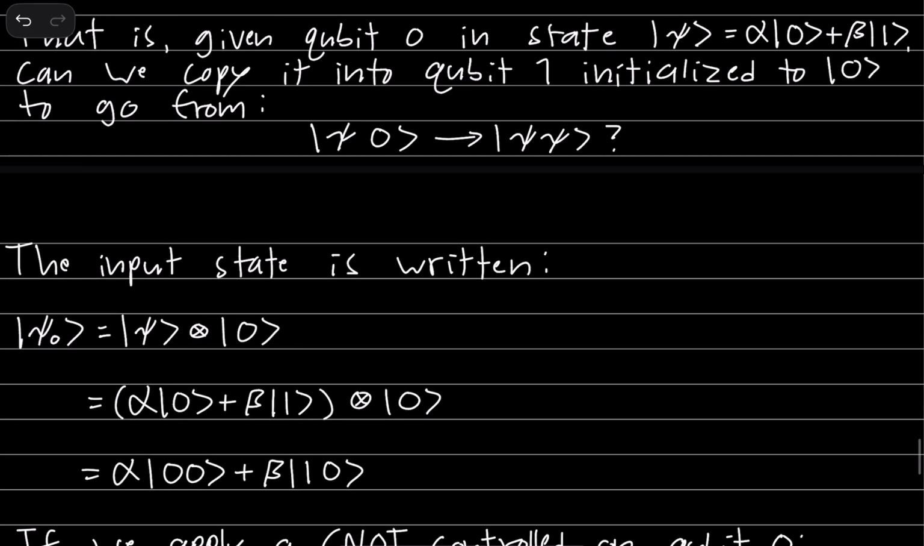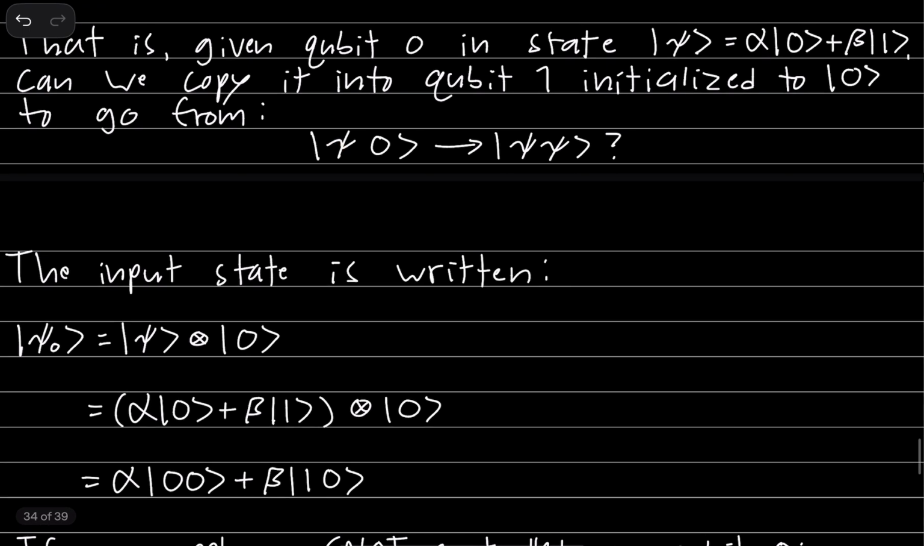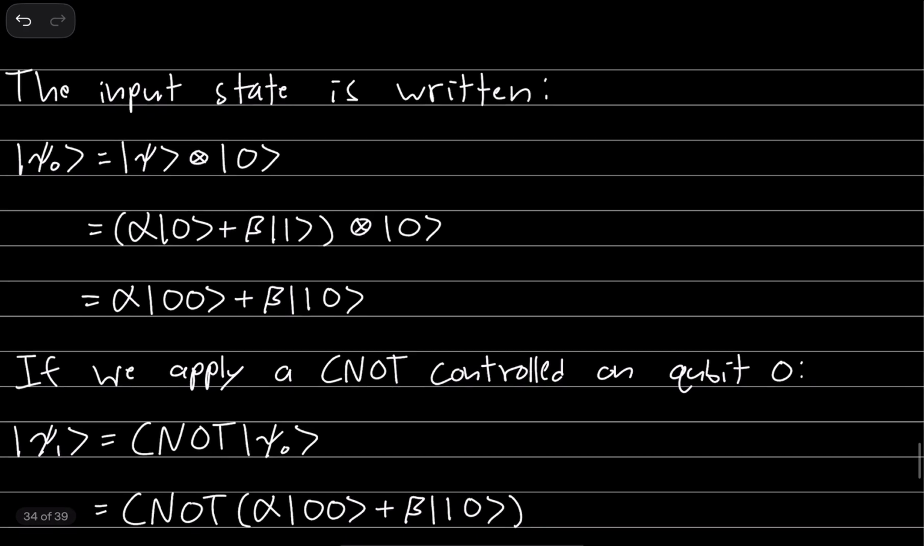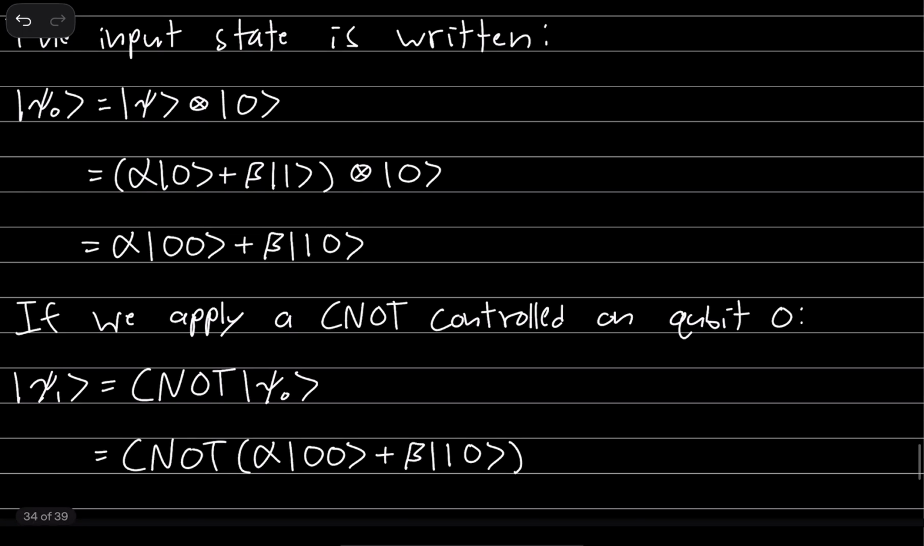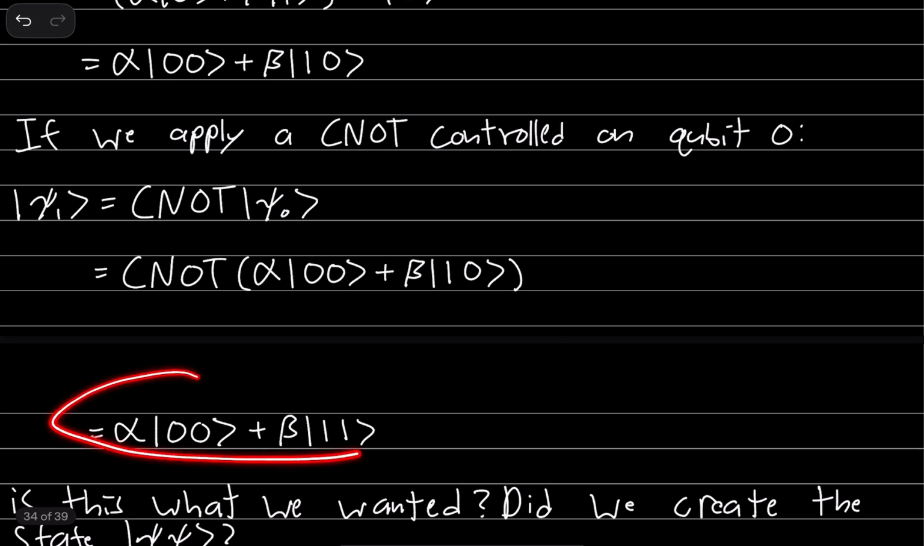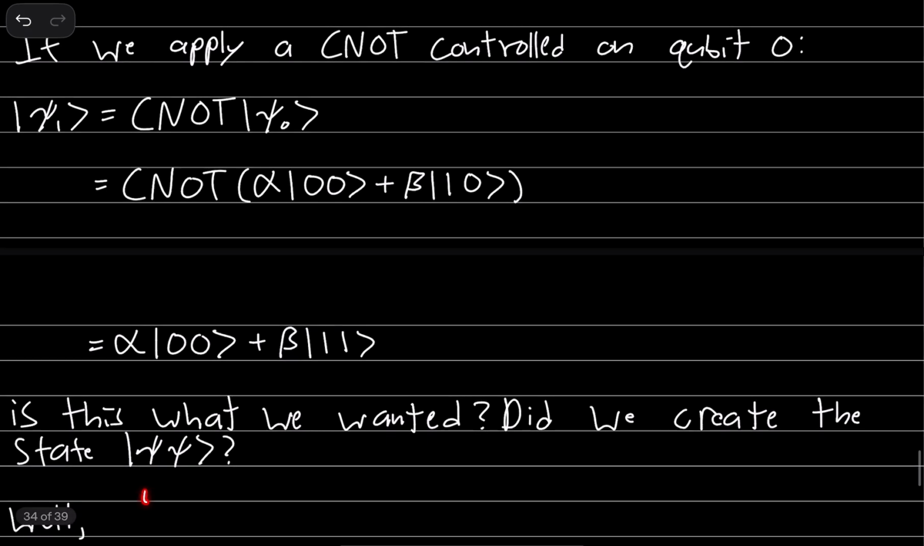The input state is written as ket psi tensor product ket 0. We expand ket psi and distribute this tensor product, and we end up with this state here. If we apply a CNOT controlled on qubit 0 to this state, what do we get? We end up with this state right here. So is this what we wanted? Did we create the state psi psi?